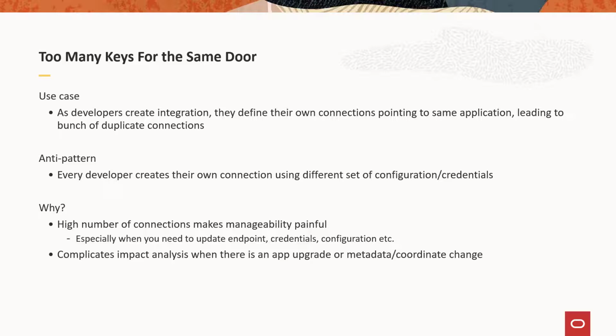It also makes it hard to do an analysis. Within OIC, we have an analysis that you can use to find out which integrations are being used by a connection and which connections are being used by an integration. That kind of analysis becomes meaningless if every integration has its own connection to the same application. So it makes it harder for us to figure out what the impact is of changing an application, upgrading it, or perhaps changing permissions on something.